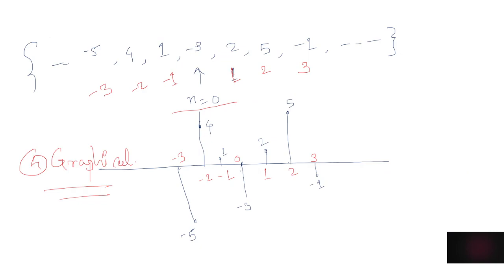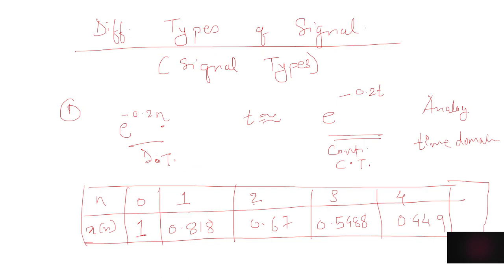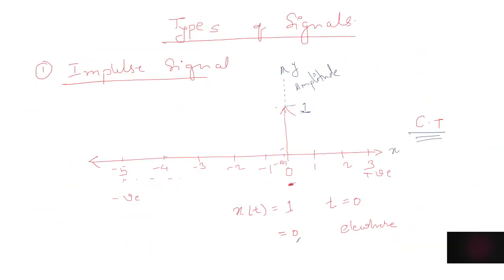Then I showed you the graphical representation. Last time we started with the different types of signals. The first important signal we have seen is the impulse response. It is specifically called the unit impulse response because the magnitude is 1. If I directly write impulse response, the magnitude will be infinity. So to specify that the amplitude is only 1, we write unit impulse response. In the unit impulse response, at 0 the amplitude of the signal will be 1, and in the rest of the part it will be 0.